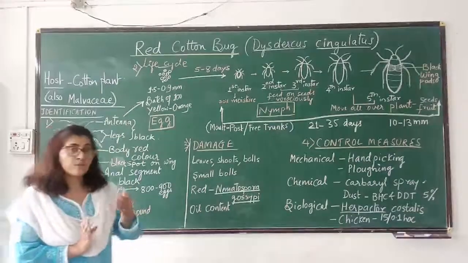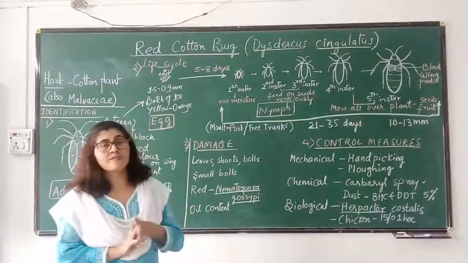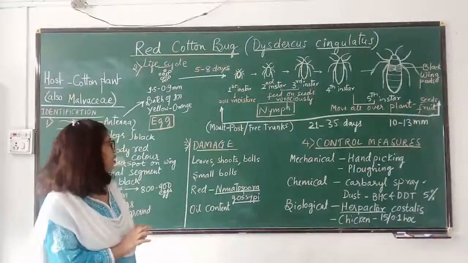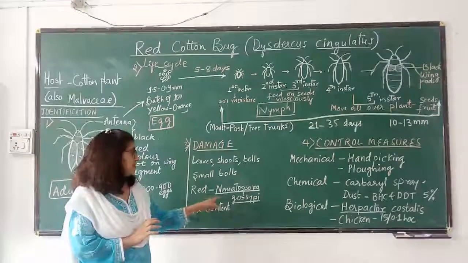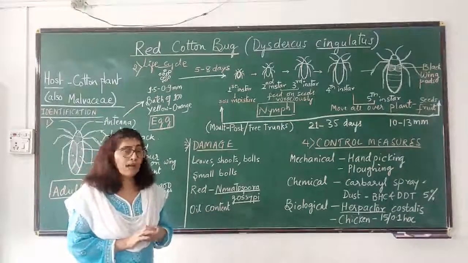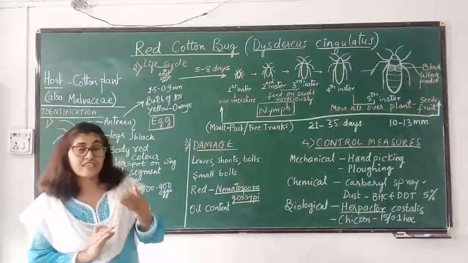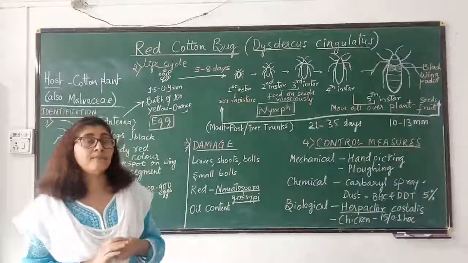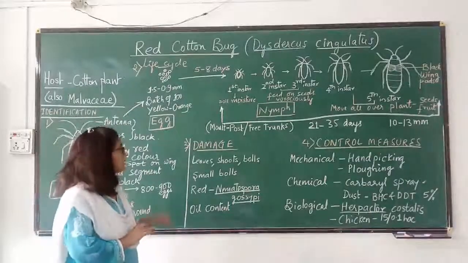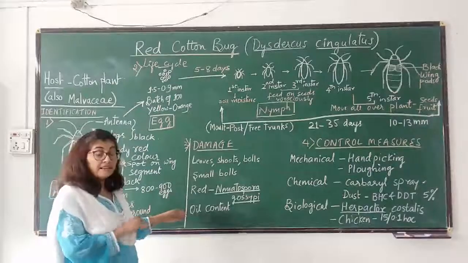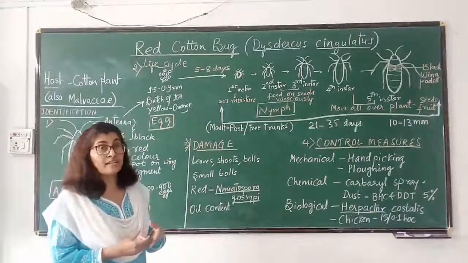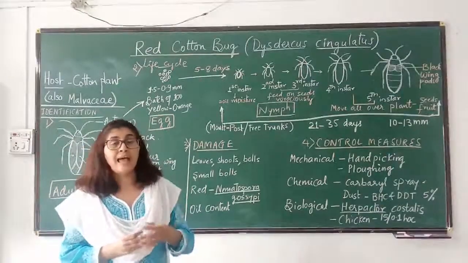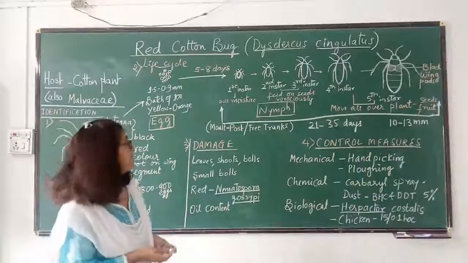Then the lint that you get from these cotton balls is stained yellow to red in color. This is because of the Nematospora gossypii, which is injected by the red cotton bug when they are feeding on the plant sap. Further, if infestation is too much, then the green cotton balls turn brown and they die.